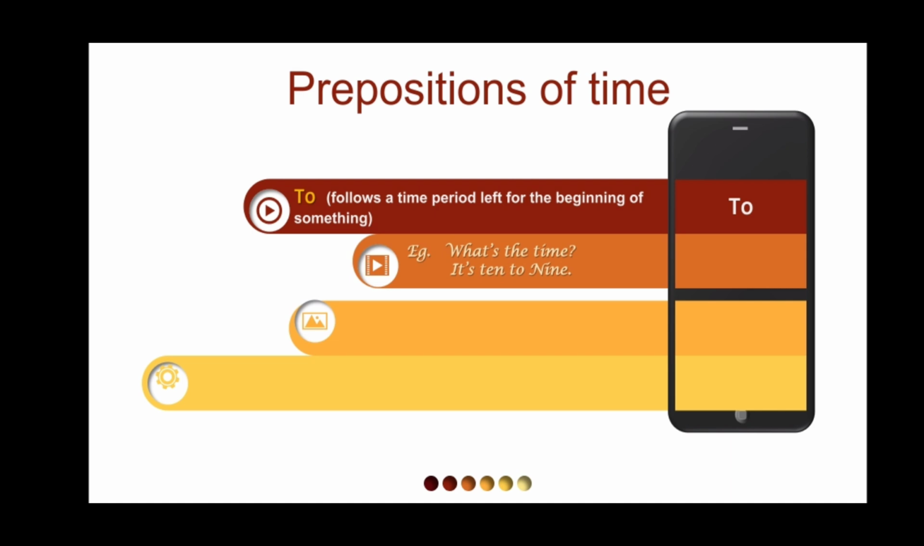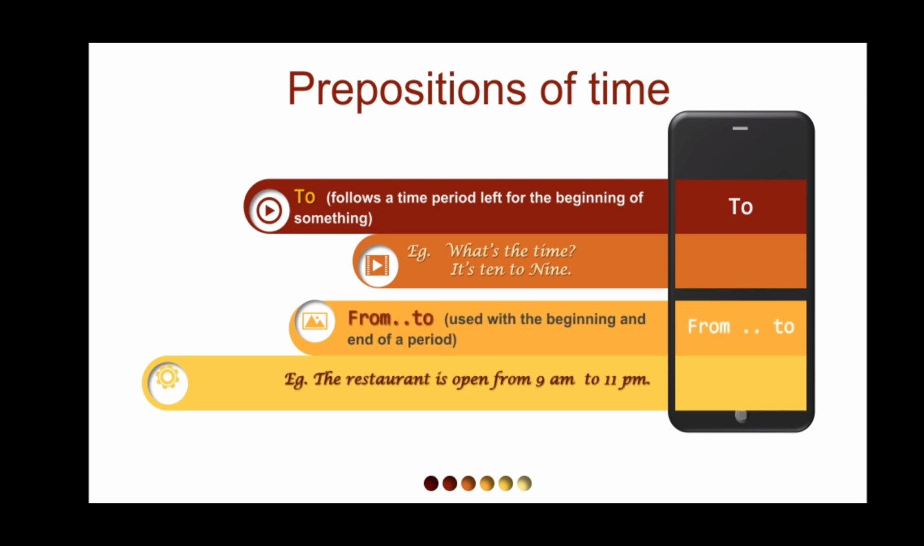The first one is to. To follows a time period left for the beginning of something. For example, again, somebody asks you, what's the time? And you say, it's 10 to 9. That means 10 minutes are left for 9 a.m. or 9 p.m. So that actually means that the time is 8:50 a.m. or 8:50 p.m.